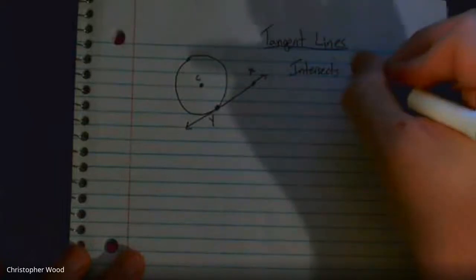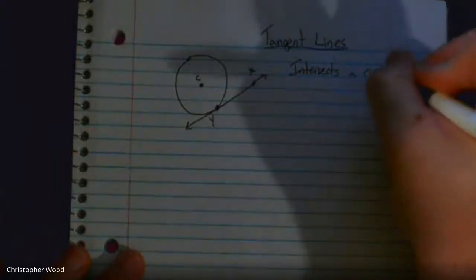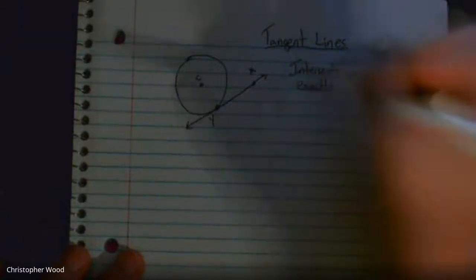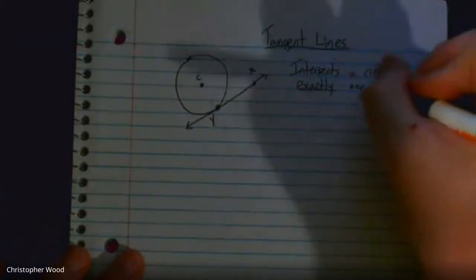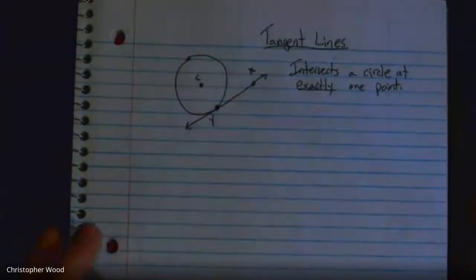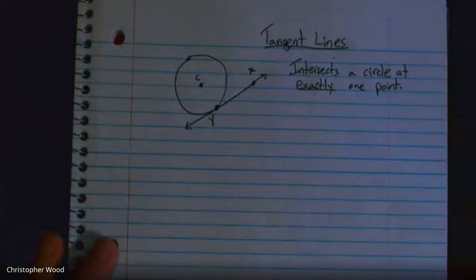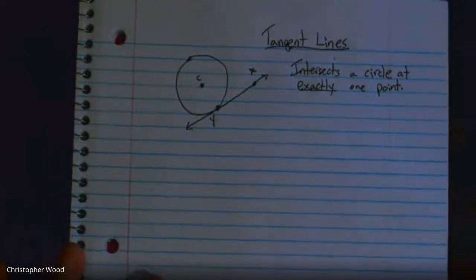Okay, so it only touches, or intersects, the circle at exactly one point. So it doesn't go through the circle. It doesn't come in and go out the other side. It doesn't pass through it. It touches at one and only one point, exactly one point.